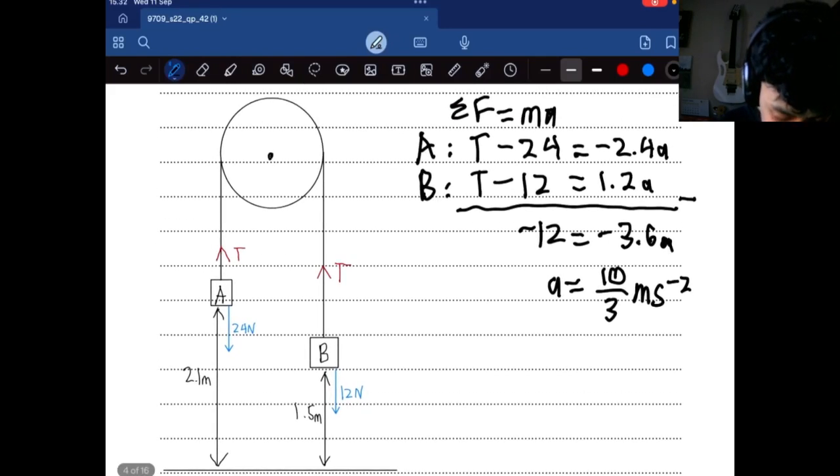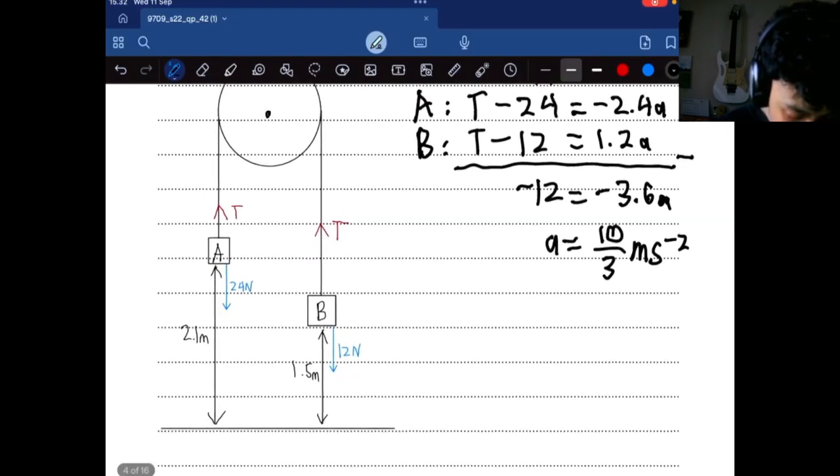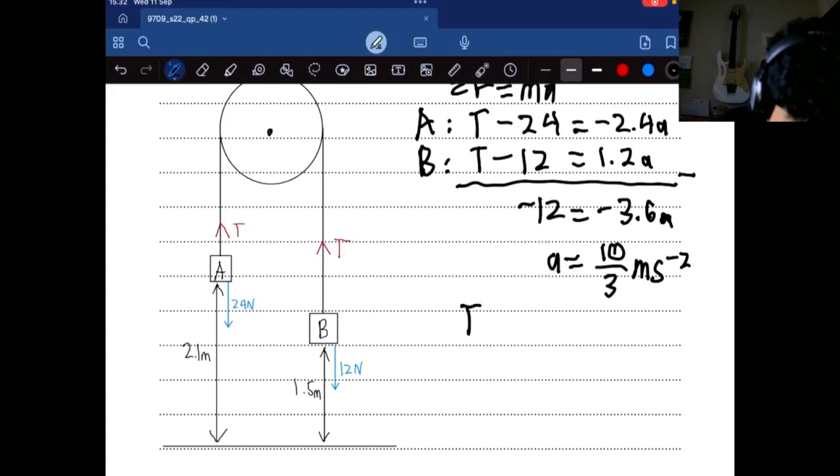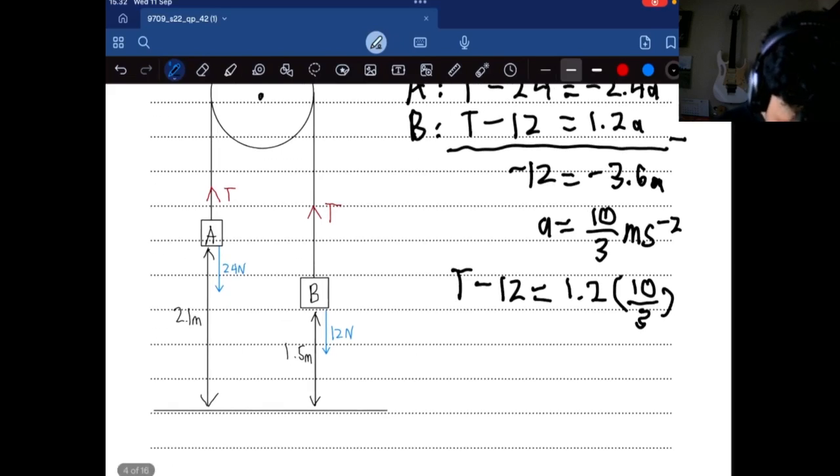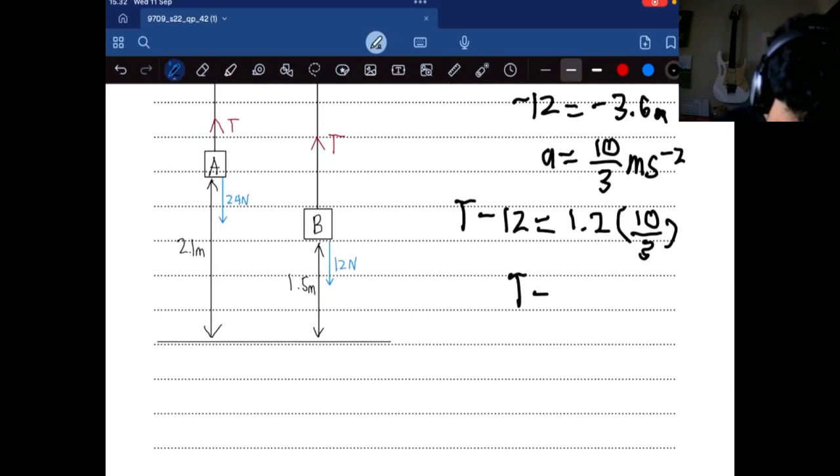Now from this, we can substitute the a in either of the equations from particle A or B to find the tension. I'm going to choose particle B. So T minus 12 equals 1.2 times 10 over 3. T minus 12 equals 4. Hence, the tension is equal to 16 newtons. Shown.